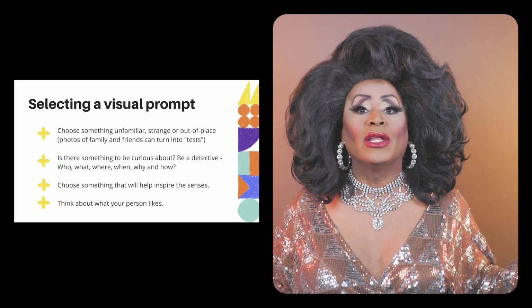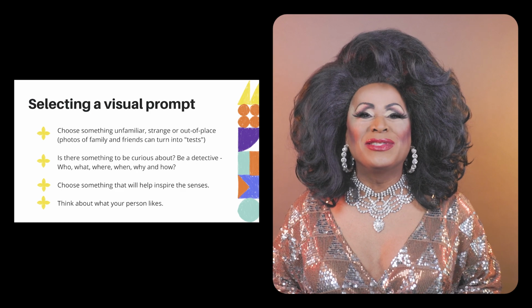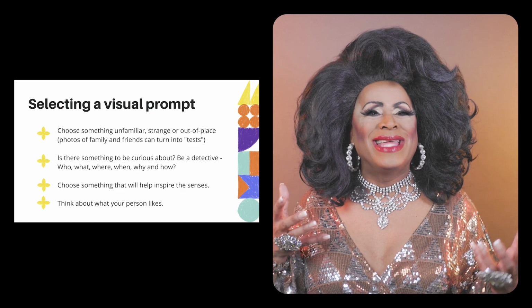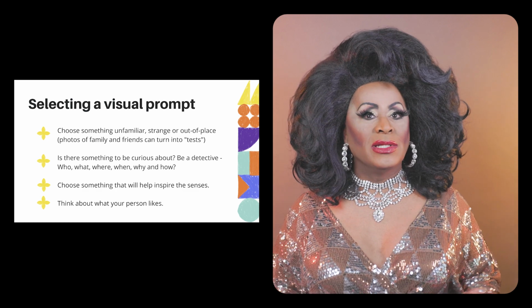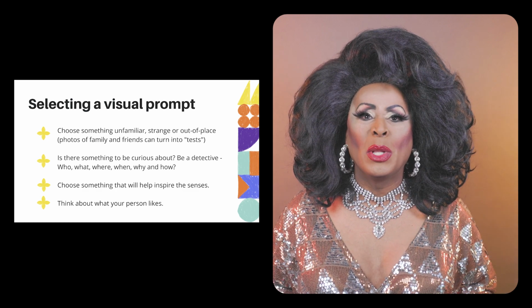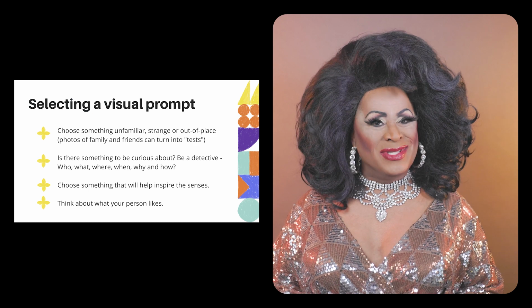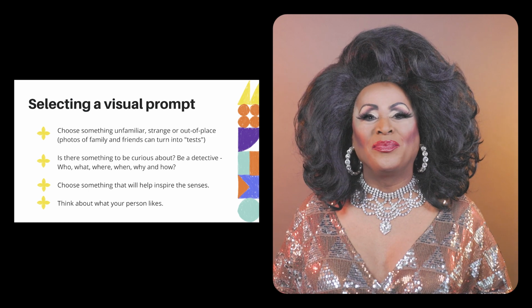Two. Take a look at the photo or art you selected. Is there something to be curious about? Be a detective. Does the prompt draw you in and spark questions? Where is this picture? What is happening? When is it happening? Who's there? And why are they there?